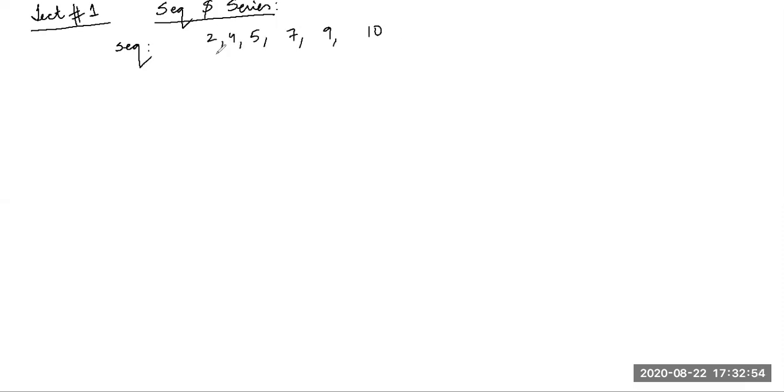If it is a collection of finite numbers, we call it a finite sequence. If it is a collection of so many numbers, it may be an infinite sequence.